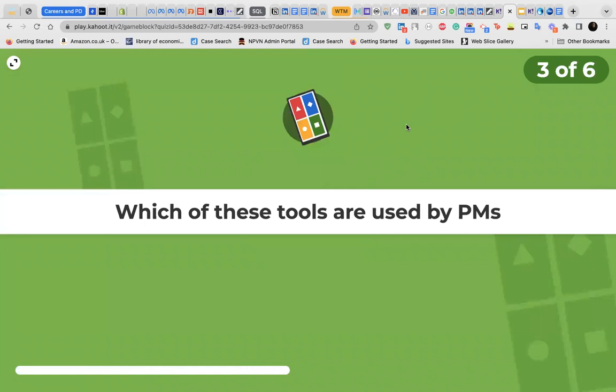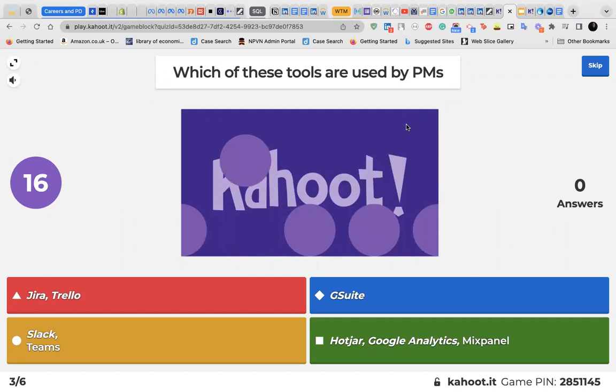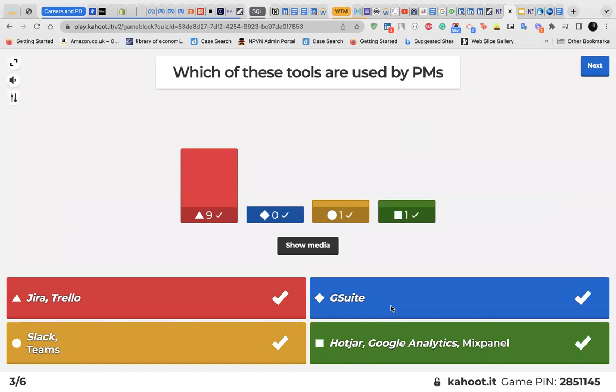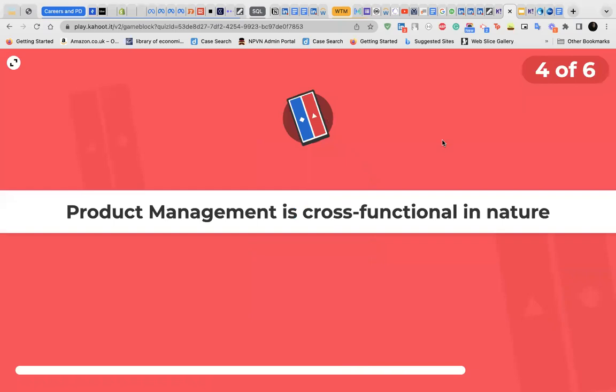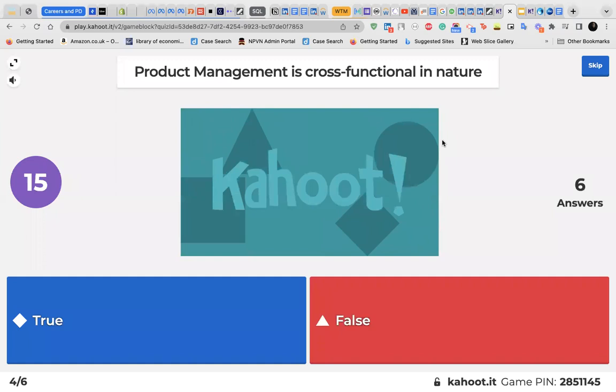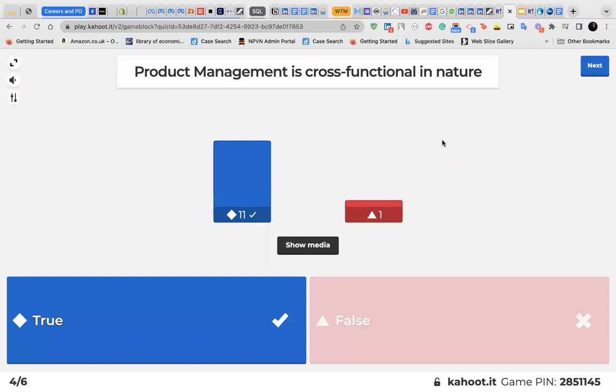Which of these tools are used by PMs? This is a trick question. All the answers are correct, actually. Jessica Madu, well done. Okay, Diola is top of the table now. So we have two more questions. Product management is cross-functional in nature. Is this true or is it false? Yep, it's true. Cross-functional means that you are talking to multiple people. If you got this wrong, I hope you know this now.